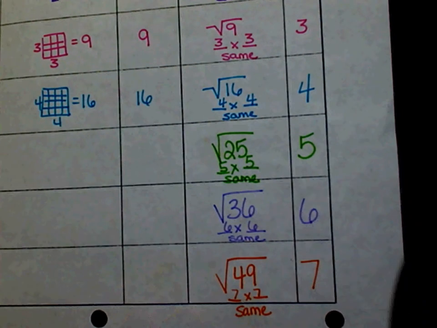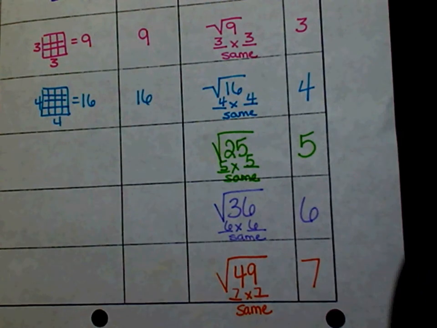So you could go higher than that. The square root of 64 would be 8. The square root of 144 would be 12. Why? Because 12 times 12 is 144. Then we looked at square roots that are not just perfect. These are perfect because we found those two numbers that were the same. We could easily find the square root.